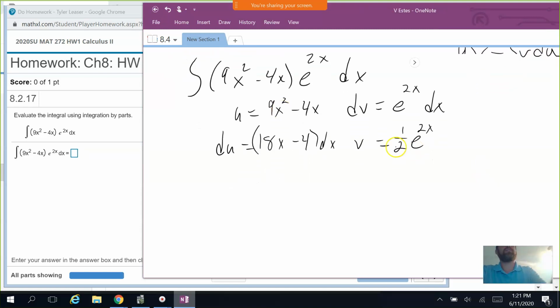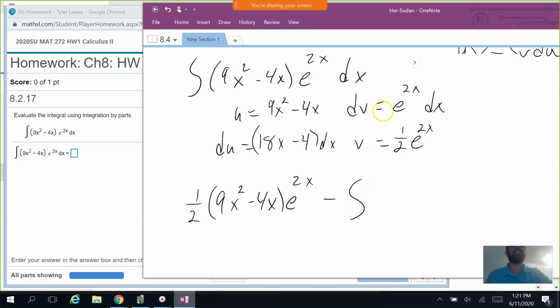So we're going to multiply the u times the v together. I'll multiply it all out. We're going to have the 1/2, then that 9x squared minus 4x, then the e to the 2x. I was just rearranging that multiplication so that it looks a little bit neater. That's going to be minus the integral of v du. So the v, 1/2, du, 18x minus 4. I still have that e to the 2x floating around, and now this is a dx.